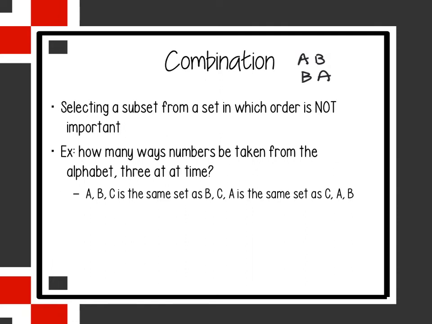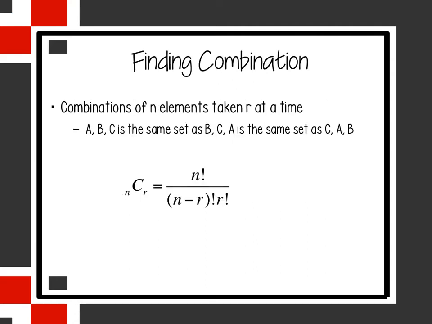How many ways can numbers be taken from the alphabet 3 at a time? So like I just said, if I said 3 letters, A, B, C is considered the same set as B, C, A, and C, A, B because the order doesn't matter. So the difference between combination and permutation is permutation, the order matters. Combination, it does not. For combination, this should look familiar, we use C and R, which is N factorial over N minus R factorial times R factorial.